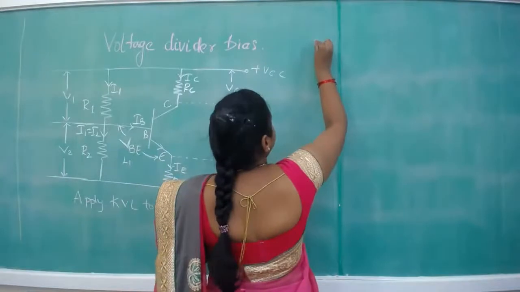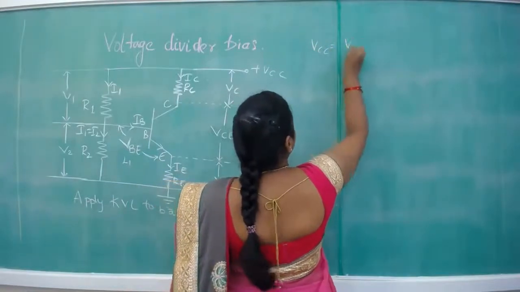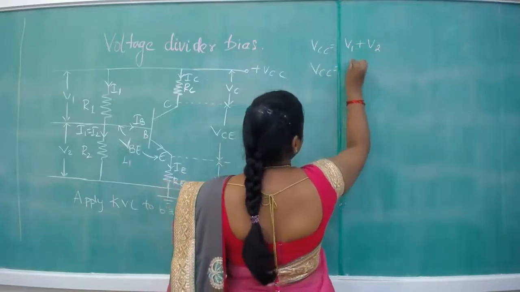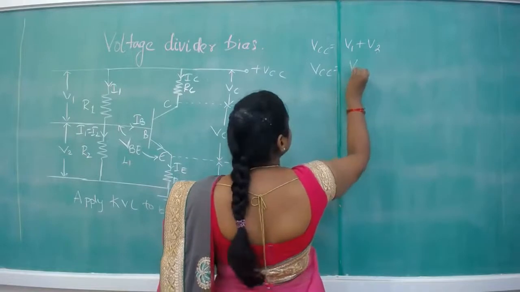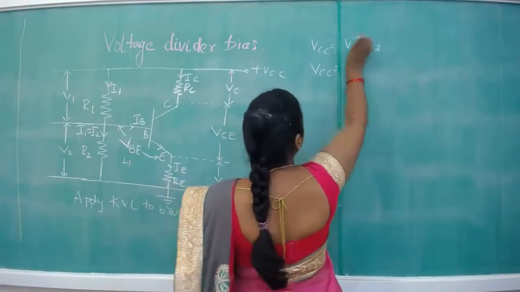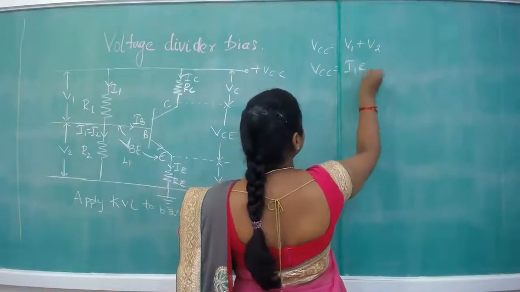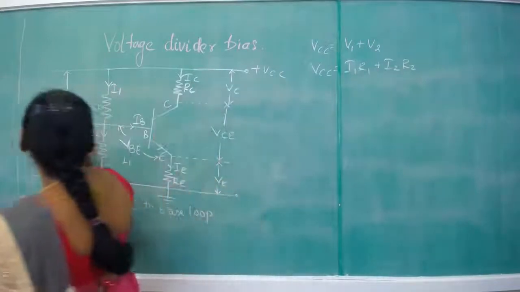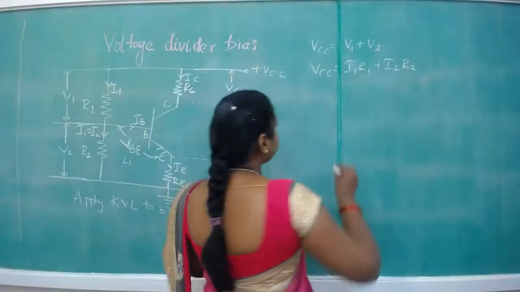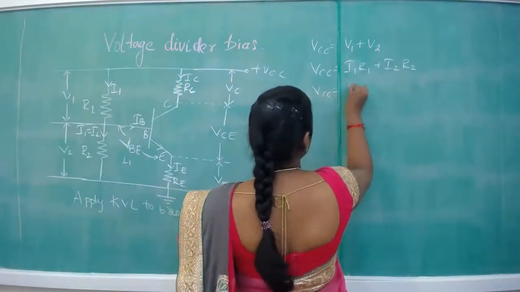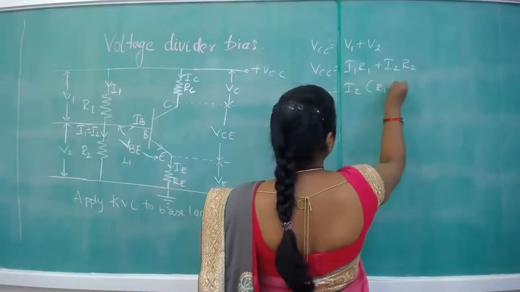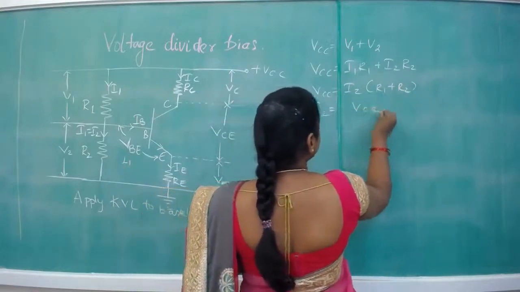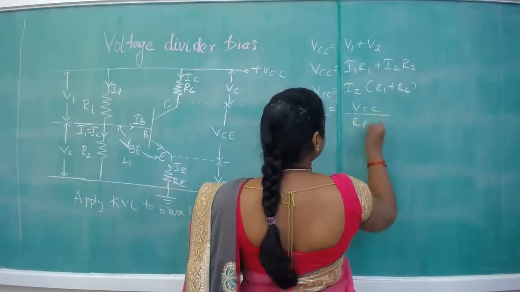Right. So we can write VCC is equal to V1 plus V2, where V1 is equal to I1 R1 plus I2 R2. What I have written in the expression is that I1 is equal to I2, so we can write it as VCC is equal to I2 taking common R1 plus R2. Okay, so I2 can be written as VCC by R1 plus R2.